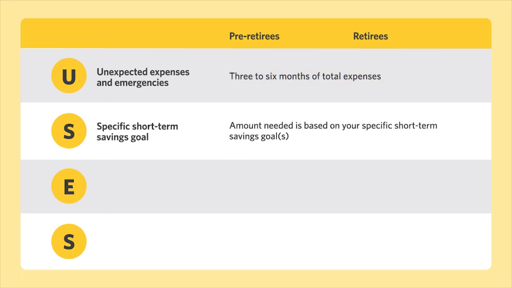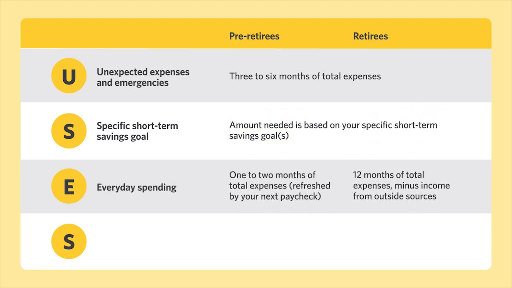Cash can also be used for short-term goals as well. This could be something like a down payment on a home, a vacation, or even a new car. The amount of cash saved for these goals is going to be determined by your vision for the goal. Work with a financial advisor to determine this amount. You should also have enough cash on hand for your everyday expenses.